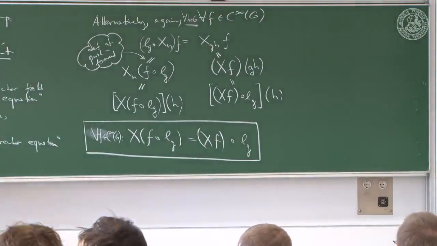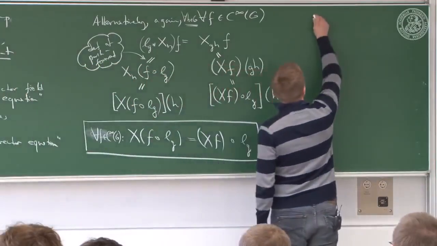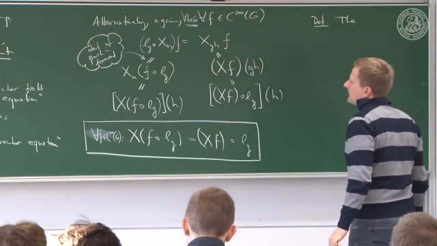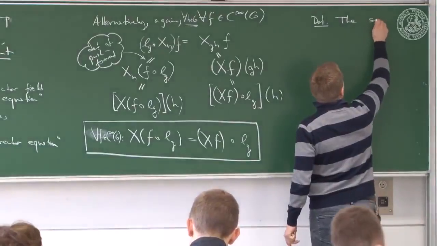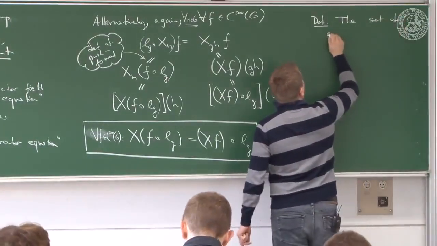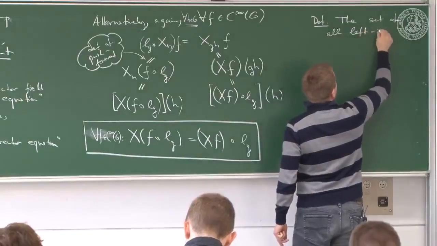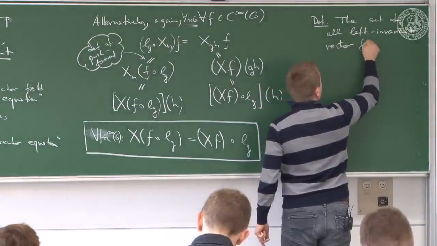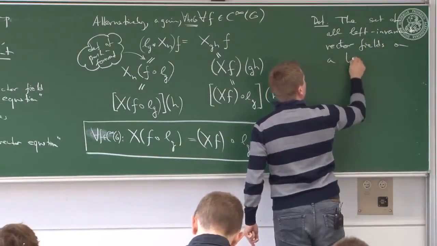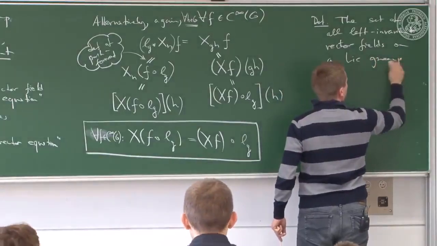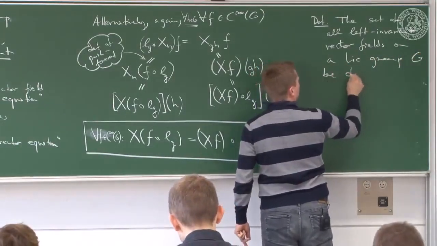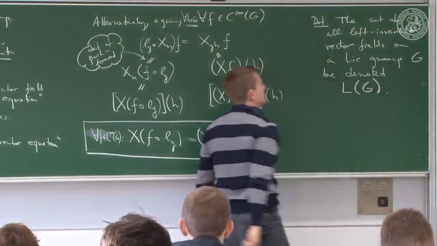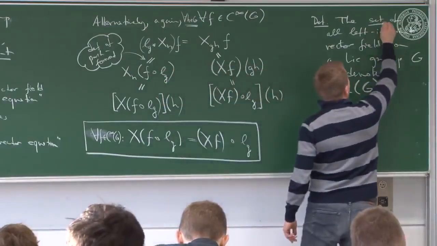And we want to look at the set of all left invariant vector fields. So definition, well, the set of all left invariant vector fields on a Lie group G be denoted L of G. And so far, it's only a set.